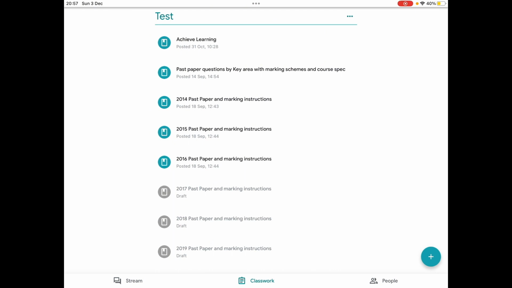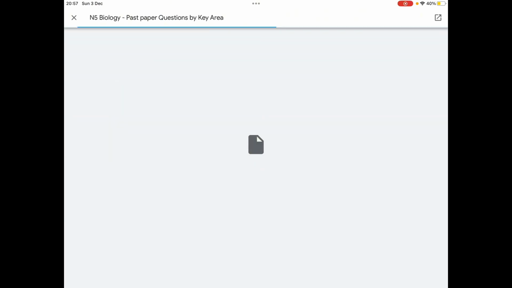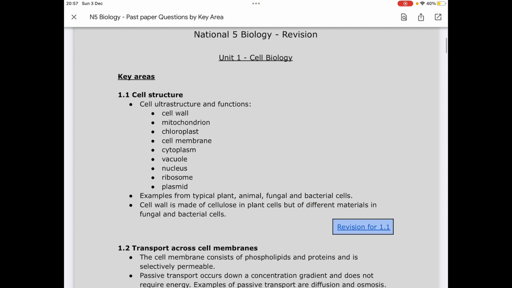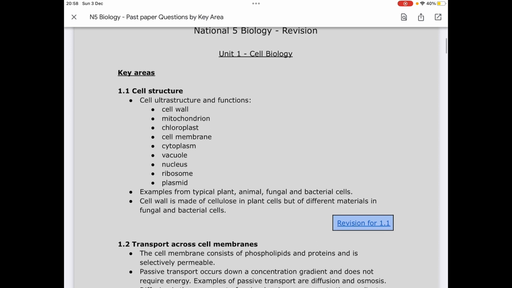The one I really like though is the past paper questions by key area with marking schemes and course specs. I'm just going to click on that second one down just now. And there's a number of things I like about this. First of all, it lays out the topics. So you're now at the stage where you're ready to really test yourself at exam level. Here's, for example, cell ultrastructure.